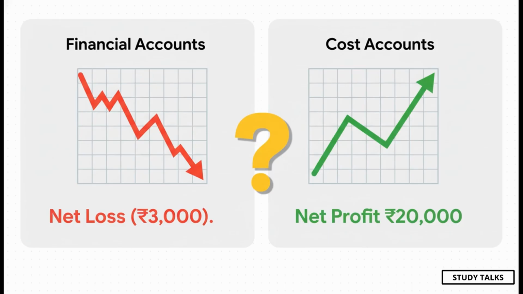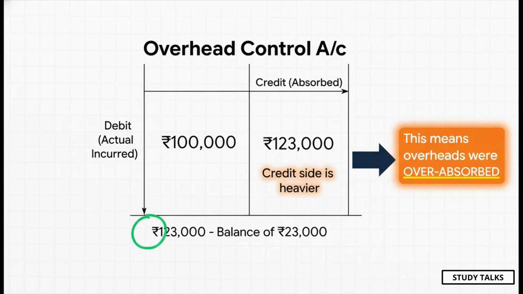Now, in an exam, that would be enough to make anyone second-guess their entire paper. But not you, because you know this isn't a mistake. It's just a reconciliation puzzle, and the rules are exactly the same. So where do we even start? The question gives you a massive hint in the ledger accounts. It tells you the overhead control account has a closing credit balance of 23,000. This is super important. Whenever you see a credit balance in an overhead control account, it means one thing. The overheads you absorbed or charged to production were more than the actual overheads you incurred. In other words, it's over-absorption.